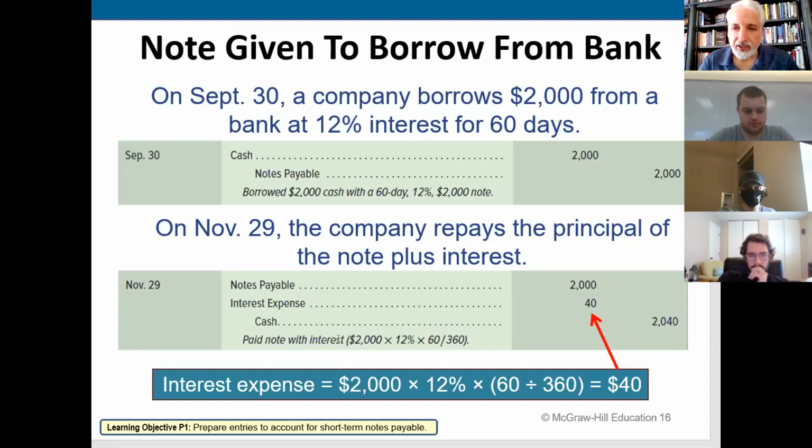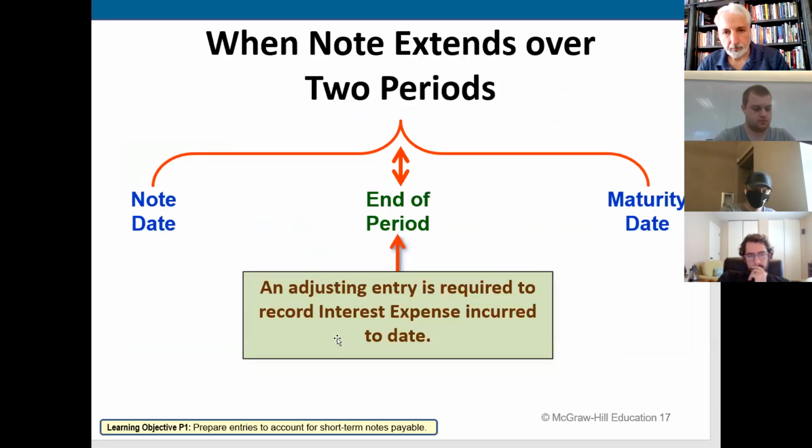And if we borrow from a bank, same idea. There's $2,000 that the bank gives you and says, here's cash. We got $2 grand and we got a payable of $2 grand. When we write the check 2 months from now, we say, okay, here's the cash of 2,040, which includes the $2,000 note and $40 worth of interest expense.